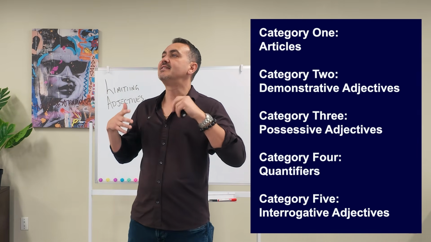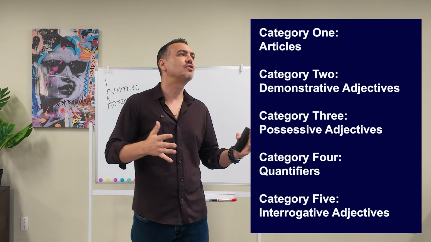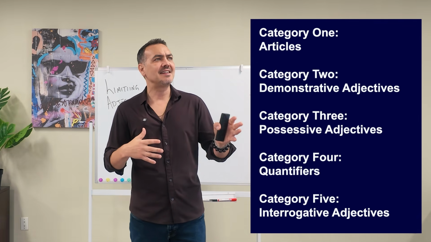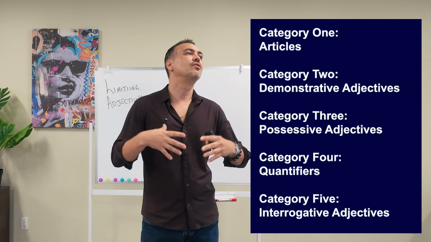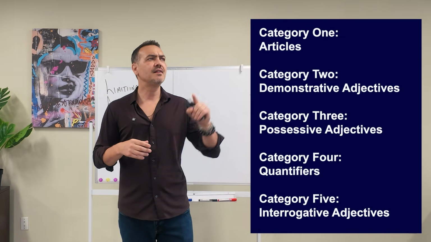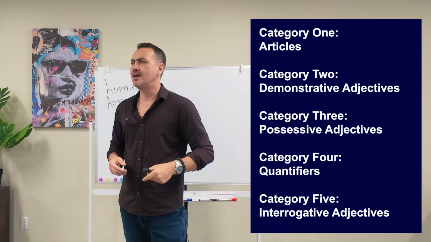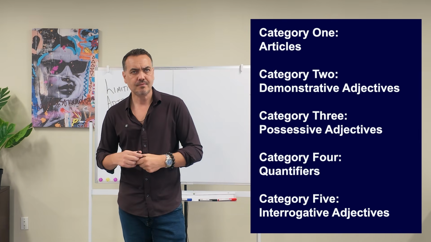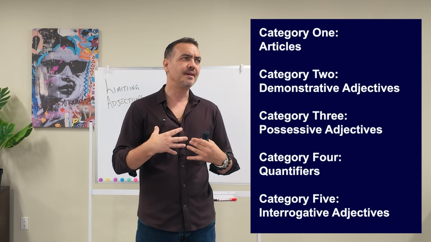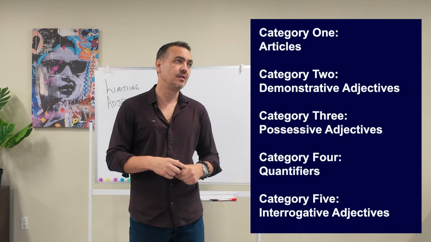Category two is demonstrative adjectives. These tell us which one by using position or distance. And those are this, that, these, and those. This coffee is too hot. I love those mountains. That restaurant is closed. This and these are closer to the speaker. That and those are farther away.